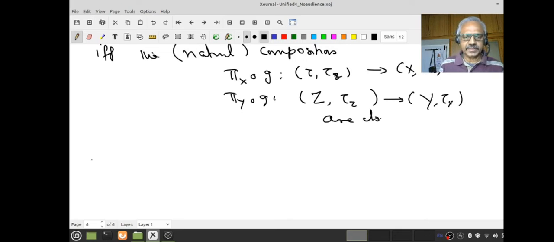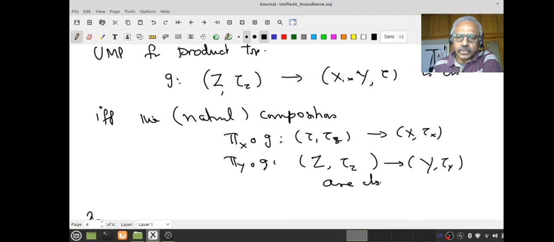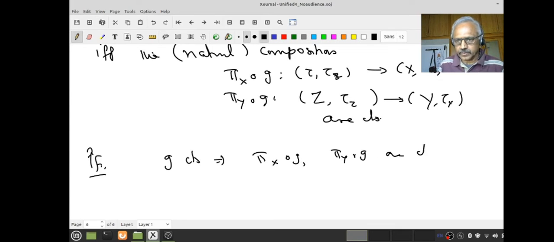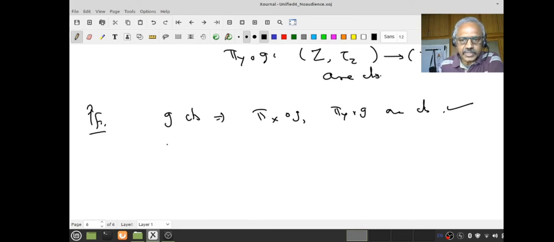Okay, the proof is again easy. You will be very surprised to see the proof. Now assume G is continuous. Then by the construction of the product topology, pi x and pi y are continuous maps. Therefore, pi x composite G is a composition of continuous maps, so this is continuous. Similarly, pi y composite G. Is that clear? Should I write the proof? G continuous implies pi x composite G and pi y composite G are continuous. Okay, this is done. So the crucial part is to show the other way around.